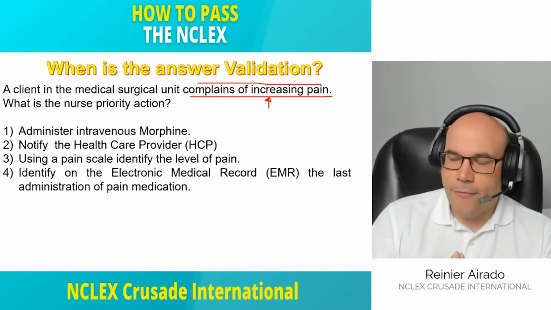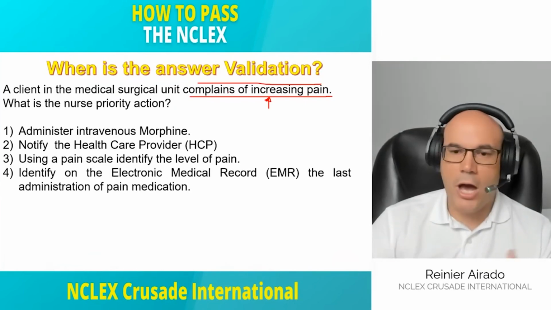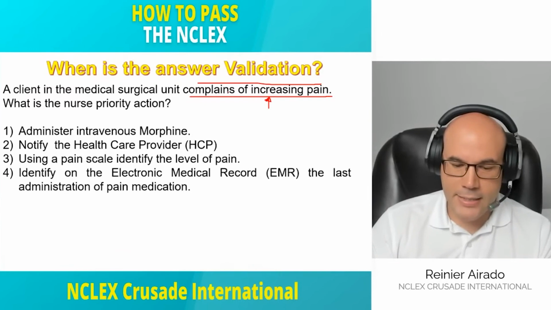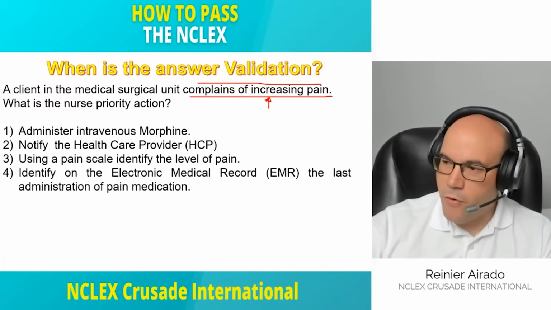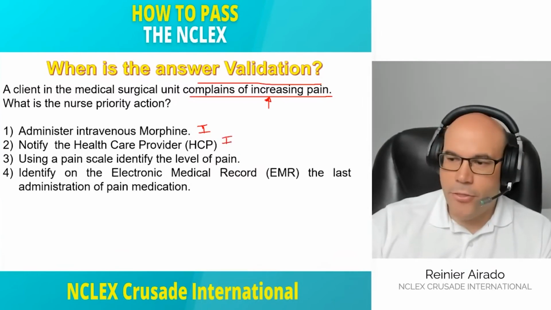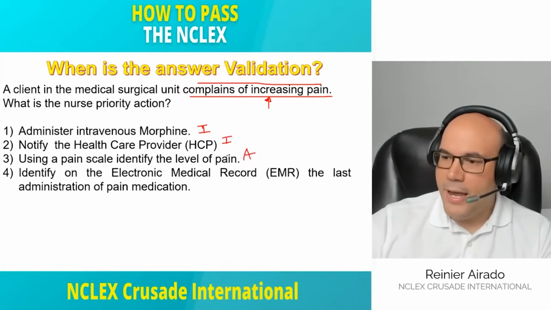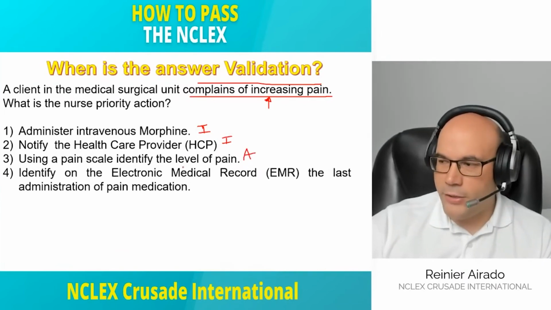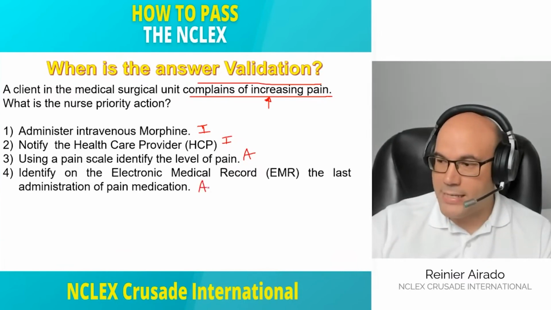So we have several answers that we can eliminate, and I'll teach you how to use the process of elimination in this scenario. Number 1, administer intravenous morphine medication. This is an implementation. Number 2, call the doctor, is an implementation. Number 3, using a pain scale, identify level of pain. This is an assessment. And number 4, identify on the EMR when was the last time the medication was administered. This is also an assessment.